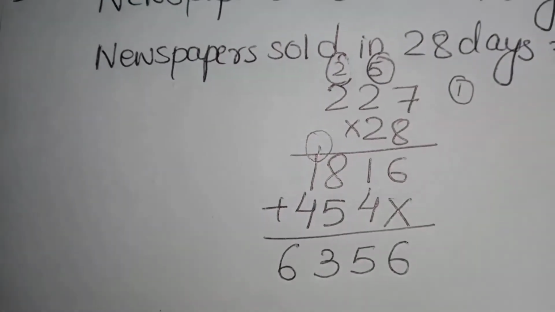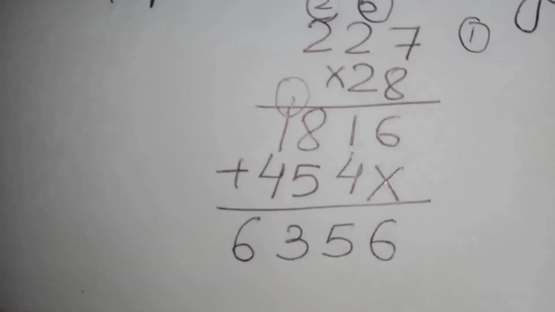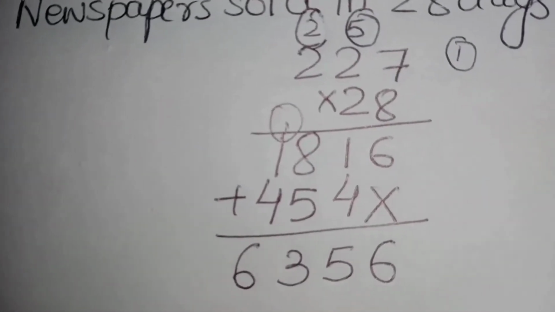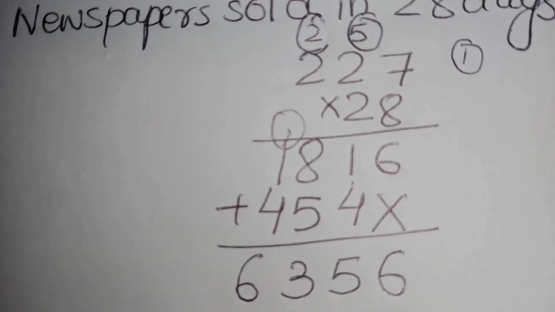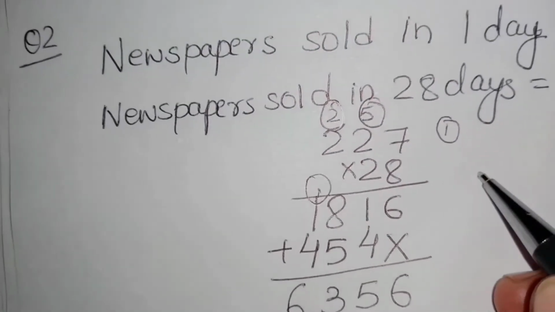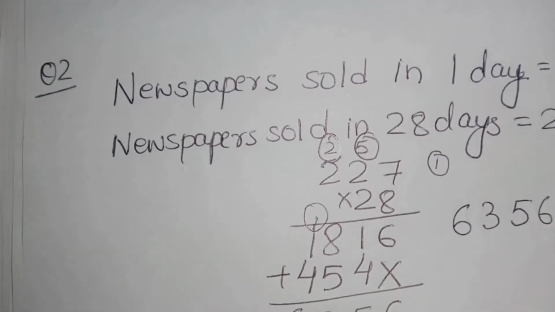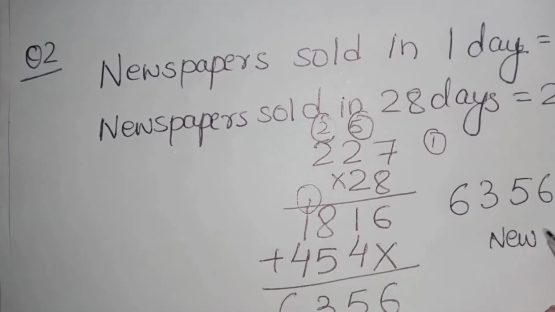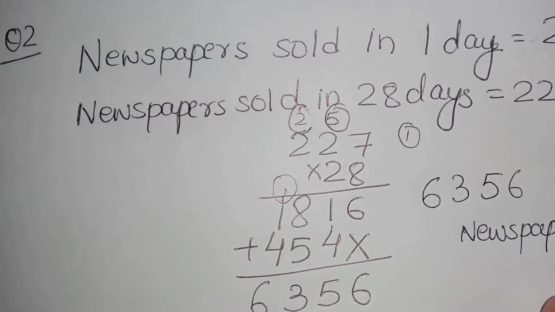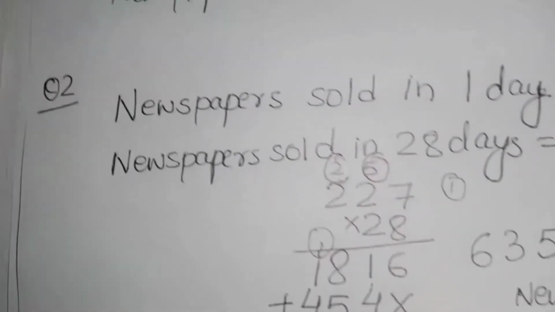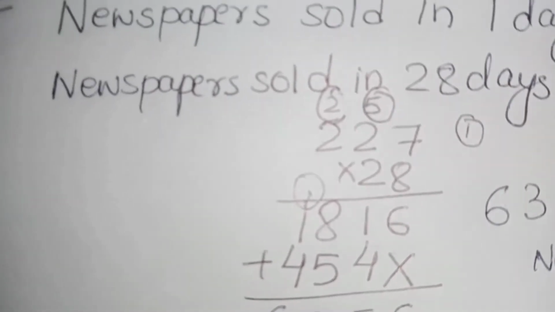Okay, so in 28 days how many newspapers will he sell? In 28 days how many newspapers will he sell? 6,356 newspapers. Okay, so this is the answer. Now let's do the next question.